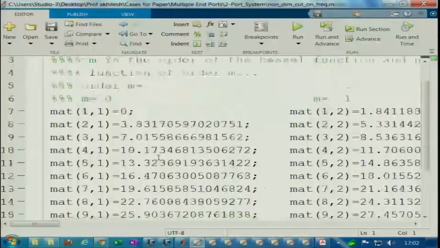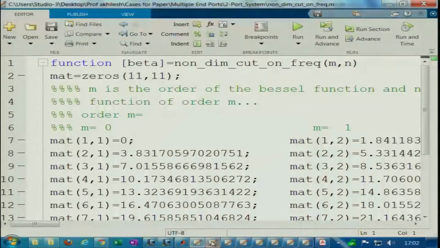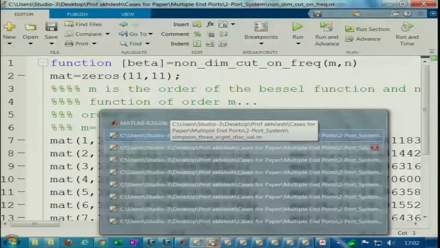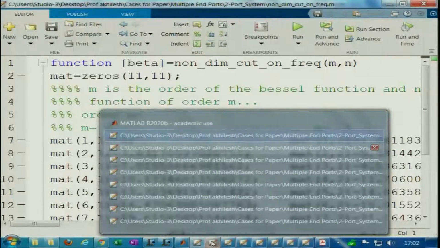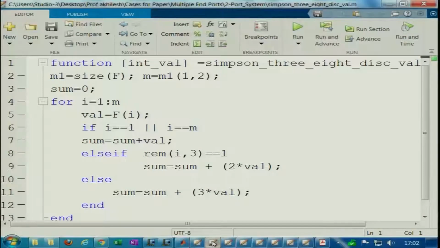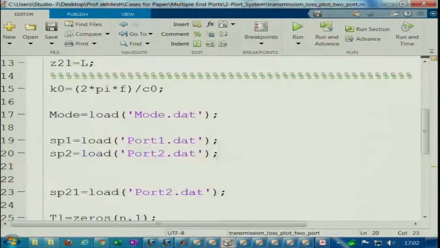So, it is a square matrix, and these values are computed by numerically solving the derivative of the Bessel function going to 0, evaluated using some Newton-Raphson's method or bisection method. I do not remember exactly, but some numerical method was used, and this Simpson's 3/8 rule is used to do general numerical integration, numerical quadrature.